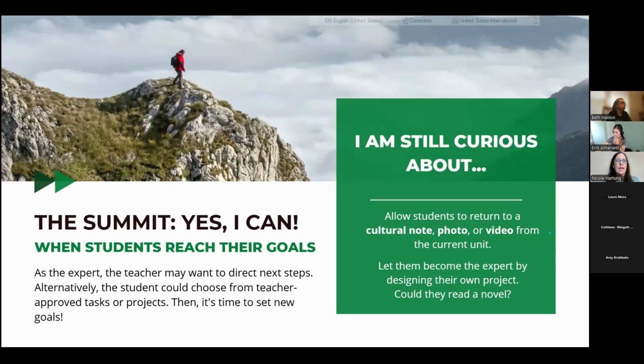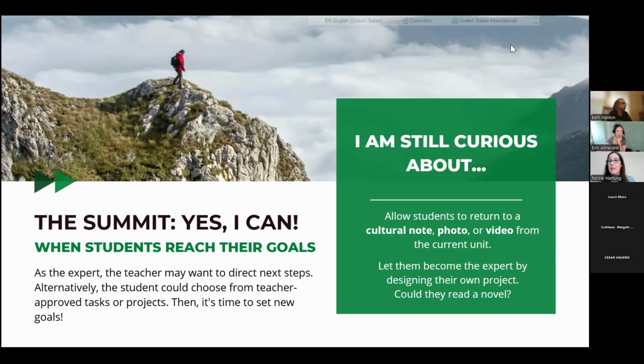Okay. So right before we jump in here to practically what this looks like in Voces, what happens when students actually reach their goals? What happens for those students who are the fast finishers? What happens when the assessment is over and there is some time for students to do something else and they are ready and willing to do something else? That is a perfect time.